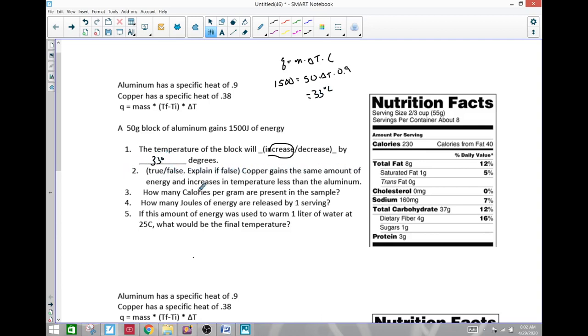True or false? Copper gains the same amount of energy and increases in temperature less than aluminum. In this case, for number 2, it would be the same amount of energy, so 1500 equals mass times change in temperature times specific heat. I want to find the change in temperature, so it's 1500 divided by the same mass, 50, but this time a 0.36 specific heat. Because this number is smaller, mathematically the result would be bigger. So it's false, and the reason is that it has a lower specific heat.